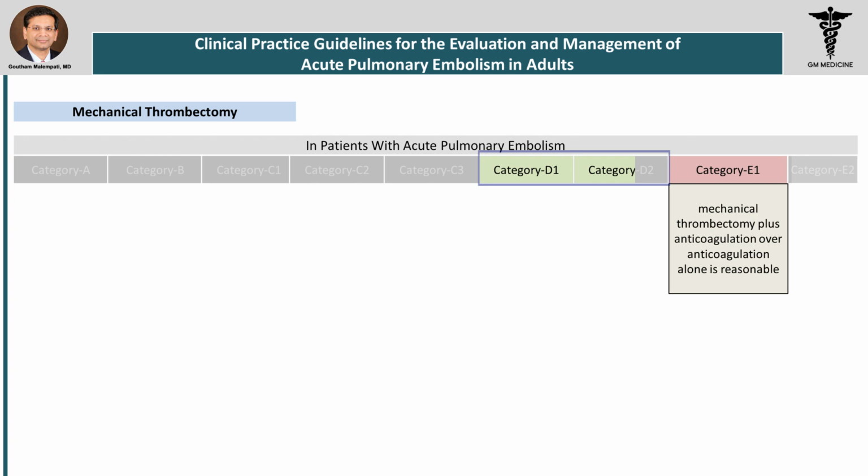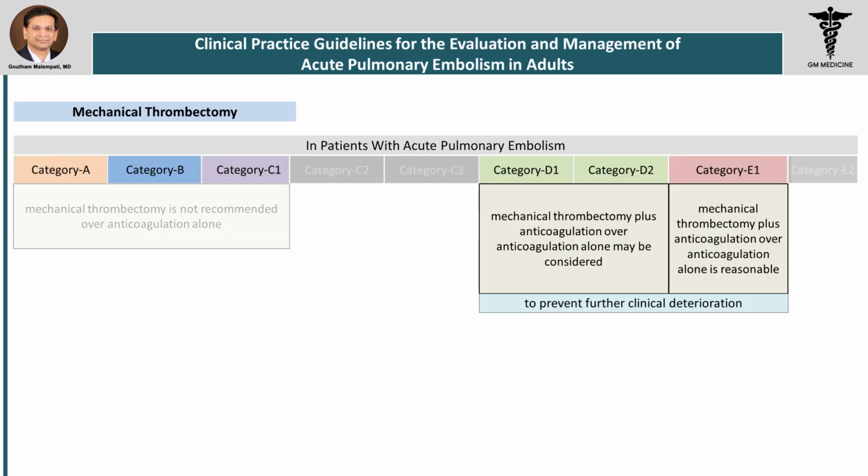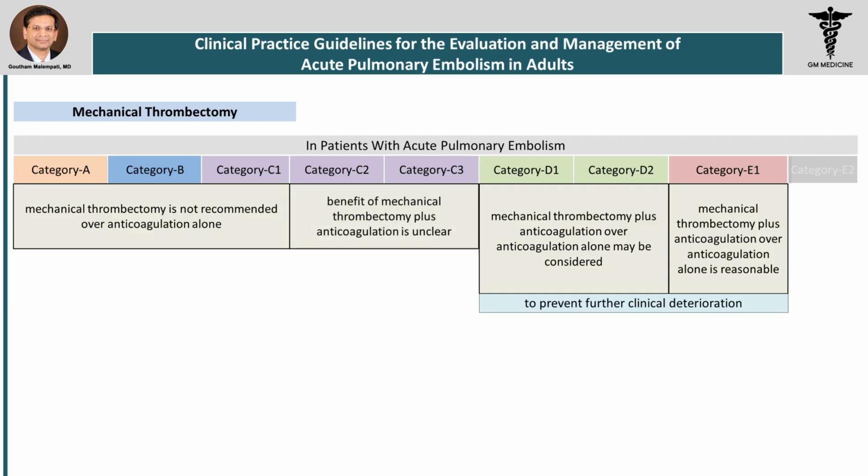Categories D1 and D2, mechanical thrombectomy plus anticoagulation over anticoagulation alone may be considered to prevent further clinical deterioration. In patients with acute pulmonary embolism, categories A through C1, mechanical thrombectomy is not recommended over anticoagulation alone. In patients with acute pulmonary embolism, categories C2, C3, the benefit of mechanical thrombectomy plus anticoagulation is unclear.